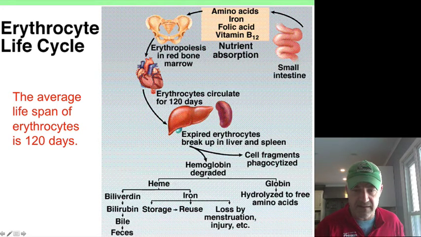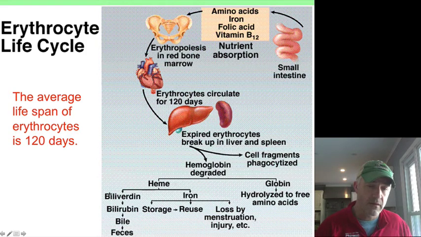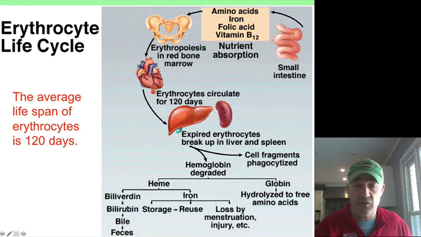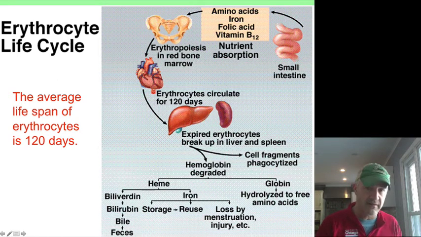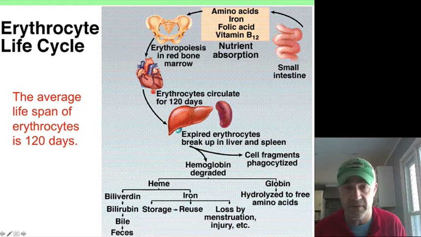We phagocytize a lot of that, and then we take the globin and convert it back to amino acids. Like I said, the iron from the heme group is reused, and the other part of the heme group is converted through biliverdin to bilirubin to bile into the feces, and that's how we get rid of those waste products.